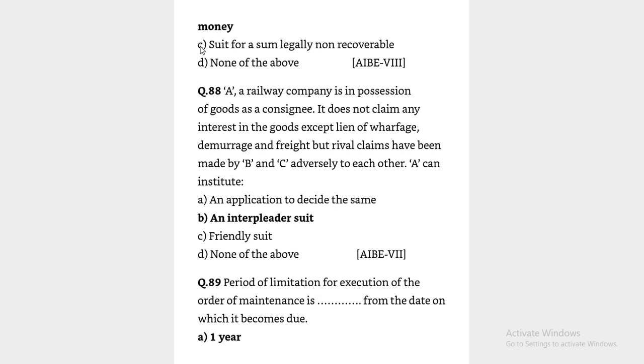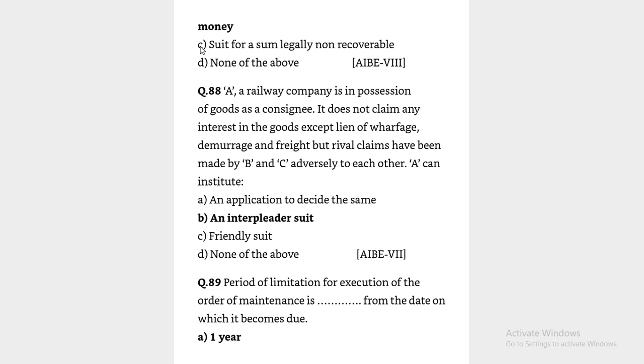A railway company is in possession of goods as a consignee. It does not claim any interest in the goods except the lien for wharfage, demurrage or freight, but rival claims have been made by B and C adversely to each other. Then A can institute an interpleader suit to settle the issue.